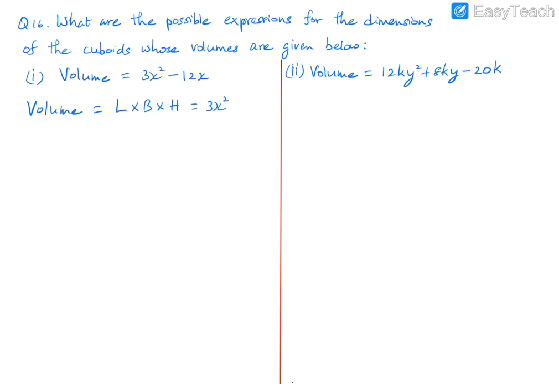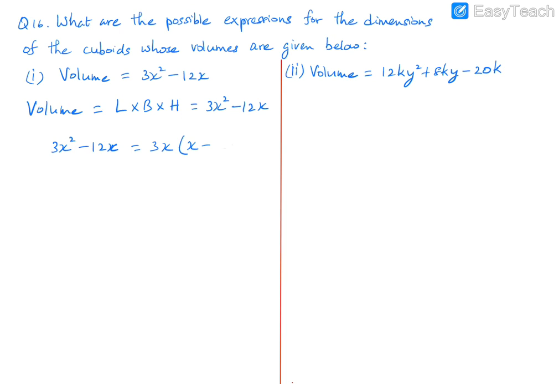So the volume formula for the cuboid, volume equals length into breadth into height, is given to be equal to 3x square minus 12x. And again, we don't need to use any specific technique here. We can just take a common factor out and simplify this, and we'll get the factors of this particular expression. So we can write 3x square minus 12x by taking a common factor as 3x. So 3x into x minus 12.